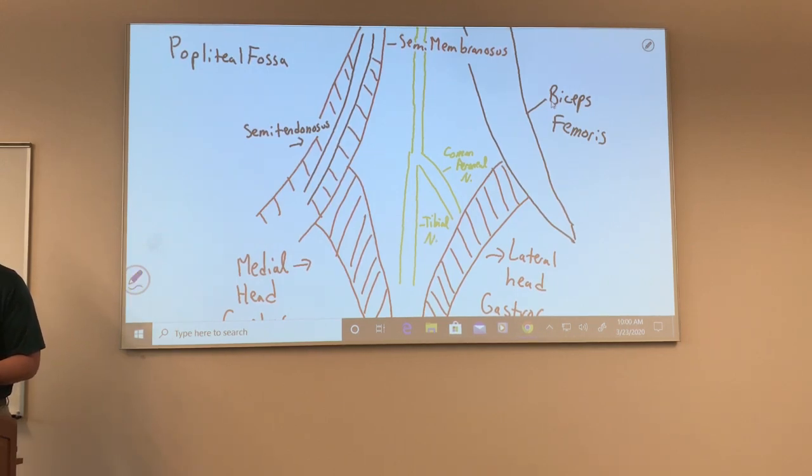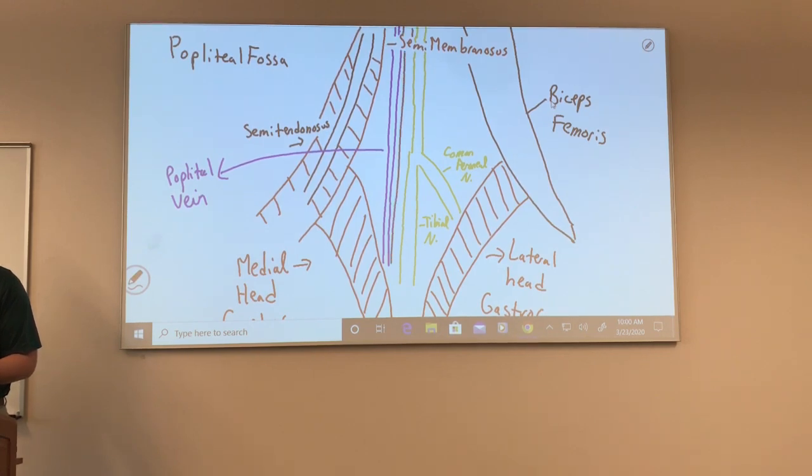We're also going to see the blood supply come through. So we're also going to have coming through, I'm going to draw this way out here, the popliteal vein. And we're also going to see this red structure in here. And this is going to be my popliteal artery.